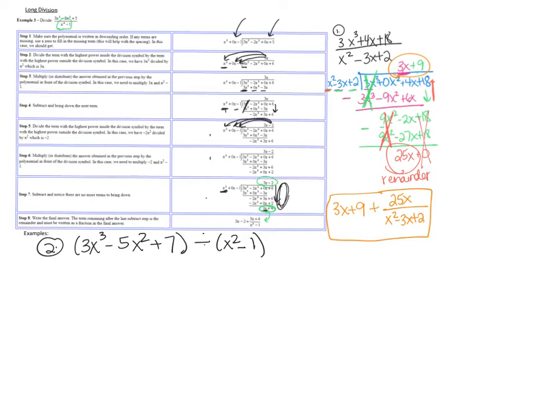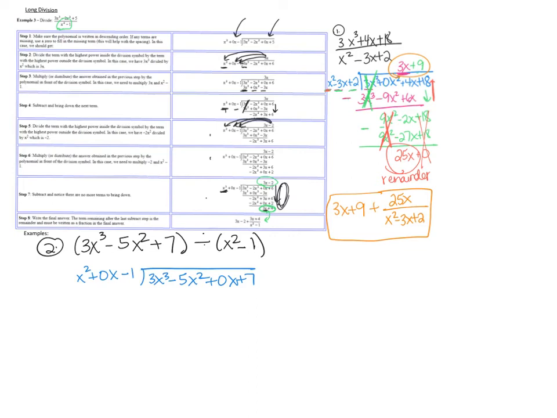Right, so for this one, the first thing that I'm going to do is I'm going to write out my division here. So I'm going to have x squared, I'm going to need a plus 0x, minus 1. I need that 0x because I was missing it. So now I'm going to have 3x cubed minus 5x squared plus 0x plus 7. Remember, I need to include those zeros if I'm missing something. All right, so let's start it off here.